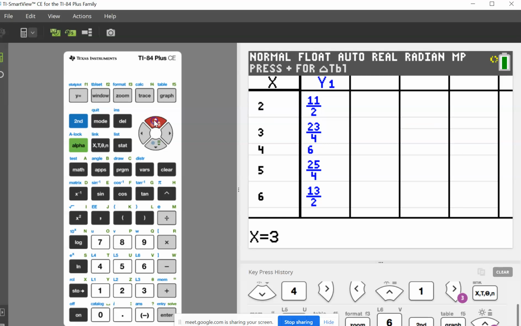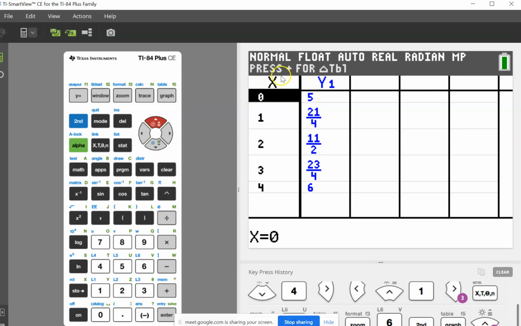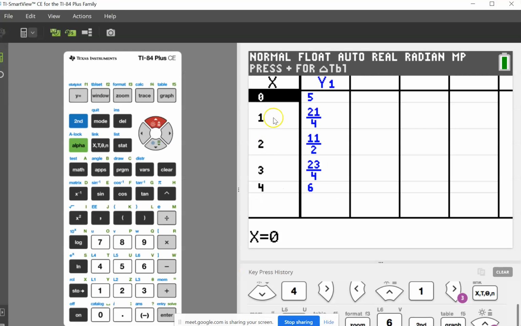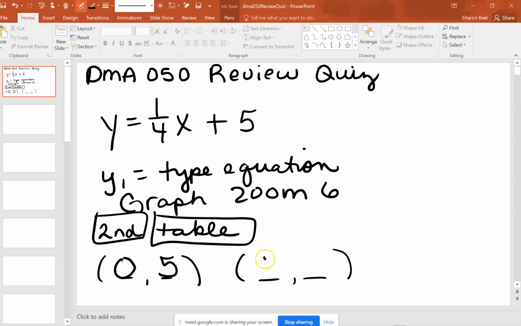I personally always start and use x being 0 first. So I'm going to graph 0, 5. That's going to be one of my points, 0, 5. And usually I do not try to pick any points that are fractional form. I like to use ones that have whole numbers. So I'm going to use 4, 6 as my second point. So 0, 5, 4, 6.